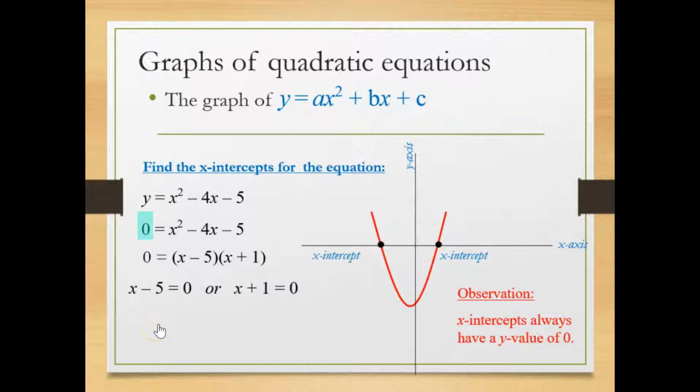Solving then for the variable here gives us x equals 5 or x equals -1. If we put this together then, we originally let y equal 0 and found a corresponding x value of 5 and a corresponding x value of -1, which leads us to the coordinates of the x-intercepts. The x value of 5 with y of 0 here, and the x value of -1 when y is 0 for the other x-intercept.